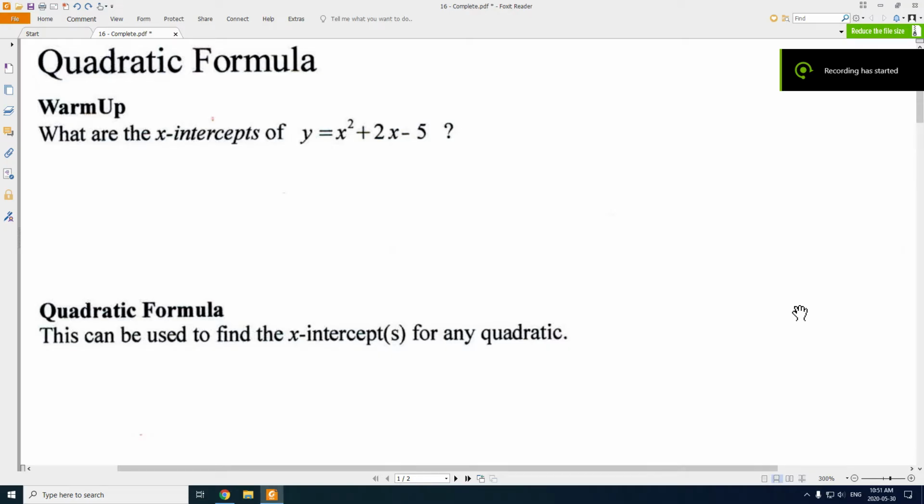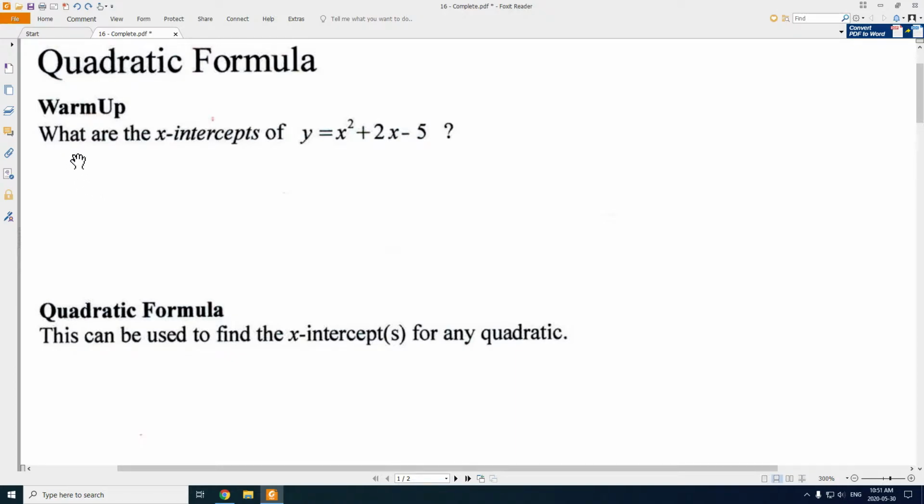This week we'll be looking at a very important formula called the quadratic formula. This is used very often when you're dealing with quadratics, and you'll see it in your future math courses for sure. So let's start off with a quick example here.